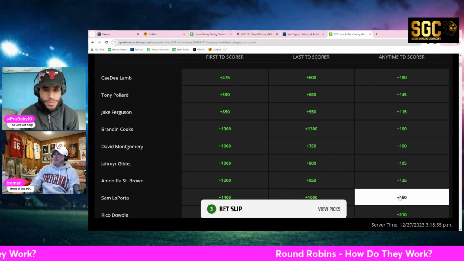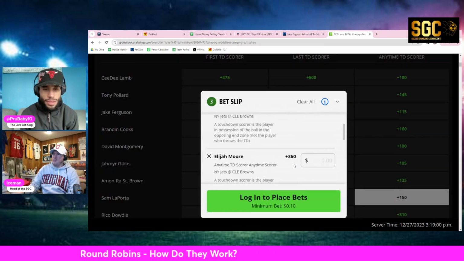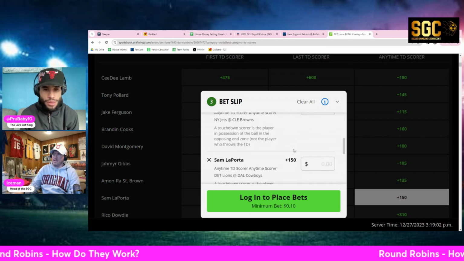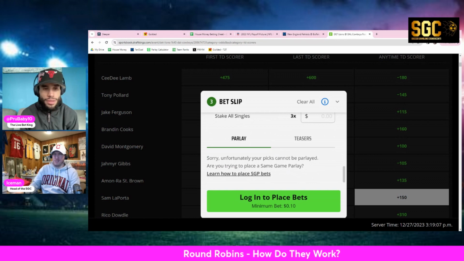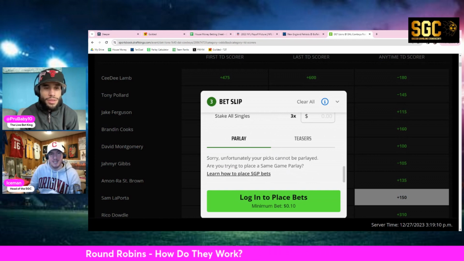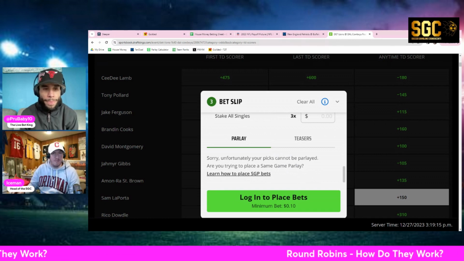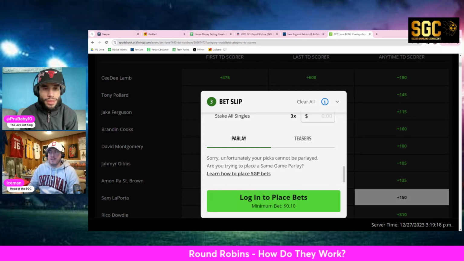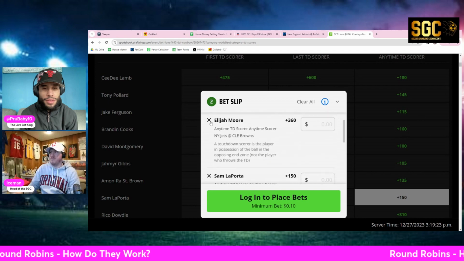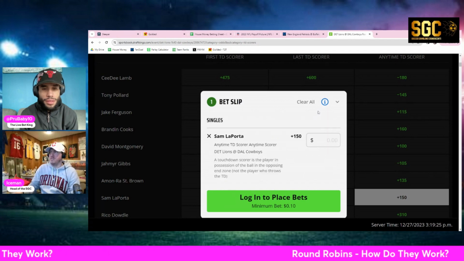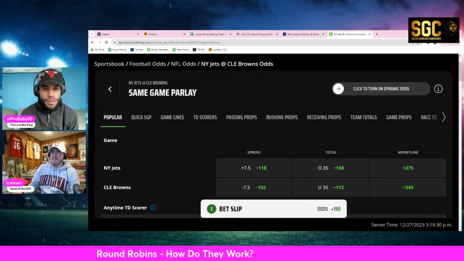So if we take Sam and we just add one player from this game, now you look, again, you should be able to play these guys as a round robin, and it just doesn't allow you. It still thinks that you're trying to, because you have these two guys from the same game. It is not allowing you to round robin. And as we'll see when we move over to FanDuel, that's a big difference. So what we have to do here, if we want to play these three guys together, is remove the two guys from the same game, and we have to actually go into the game in the same game parlay.